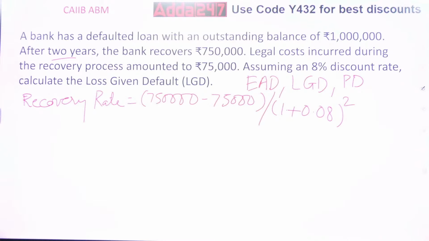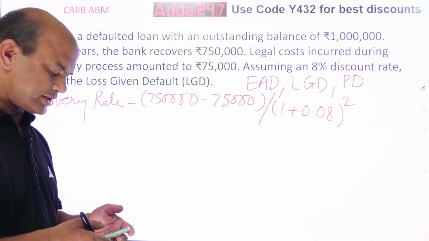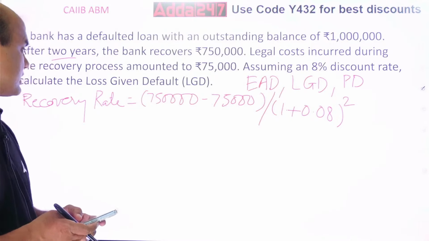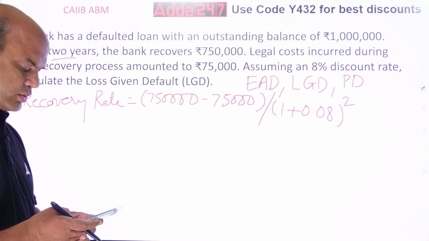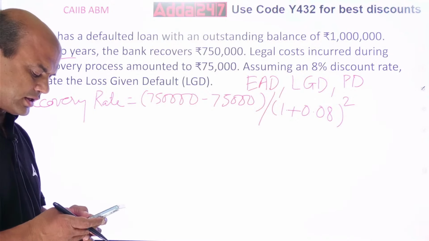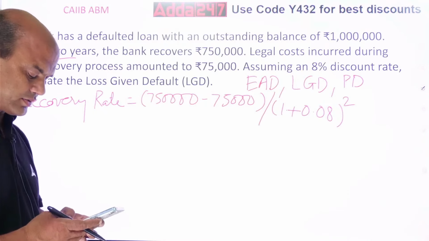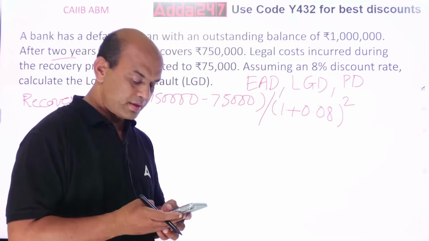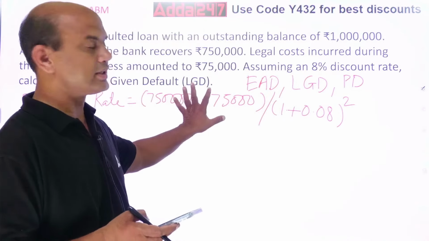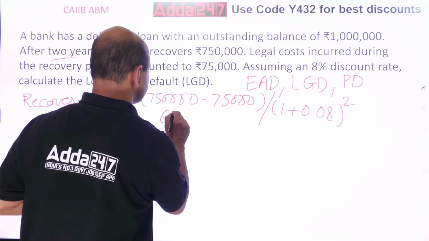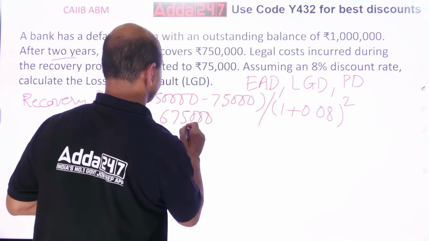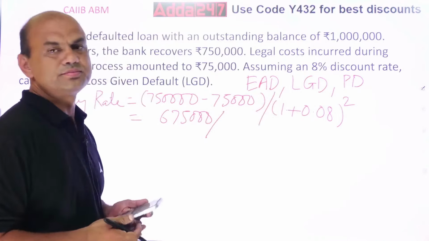Let me also try it. What is the answer you are getting? 7,50,000 minus 75,000. Be very cautious while doing the calculations, because it's not simple. So this answer is 6,75,000. I'll write it equals 6,75,000 divided by, what is the answer for this now?